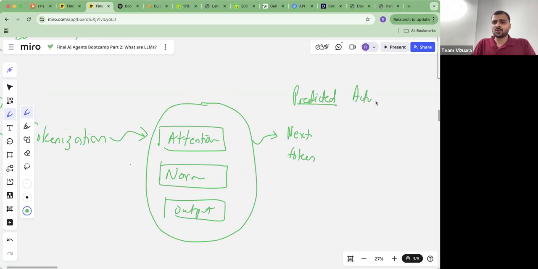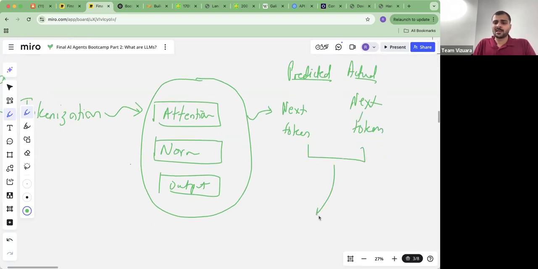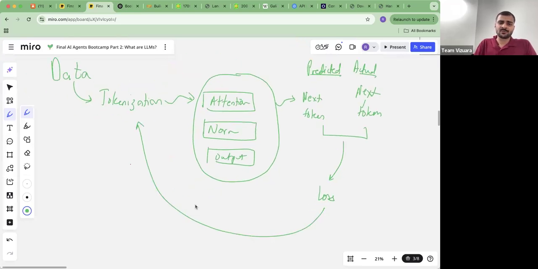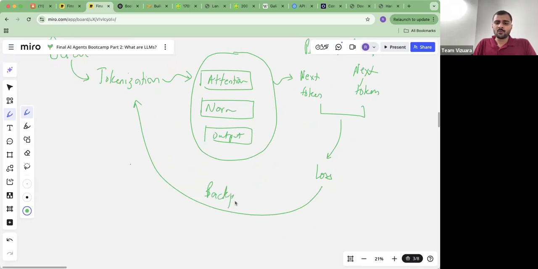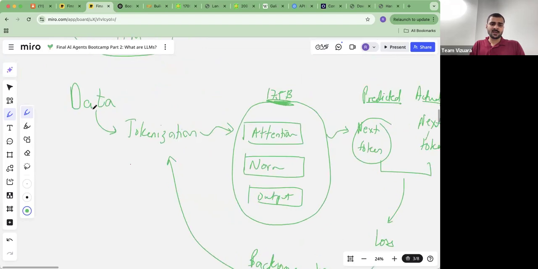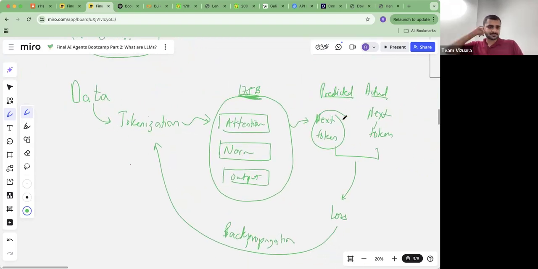So this is the predicted next token. And then we compare with the actual next token. There is a loss term which is calculated between these. That's the categorical cross entropy loss. And then we do back propagation to minimize this loss. What this means is that, let's say there are 175 billion parameters in this model. All of these parameters are optimized during back propagation so that the next tokens are predicted correctly. So when I say pre-training, it's this entire workflow which happens.